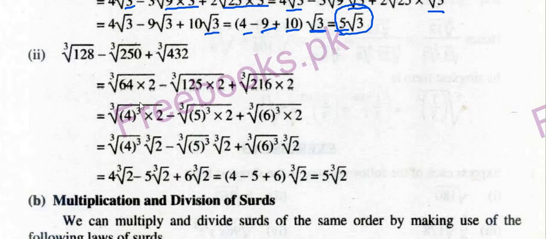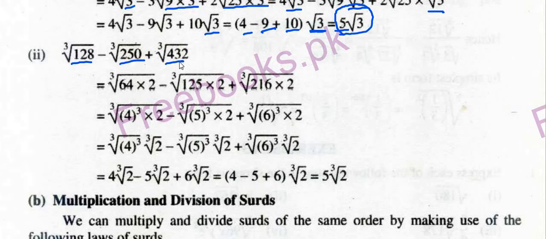Part B. Again think of a number which divides all these values of A: 128, 250, 432. The simplest way to find that number is to take your calculator. First divide 128 by 2. If it is divisible by 2, then check if 250 is divisible by 2.